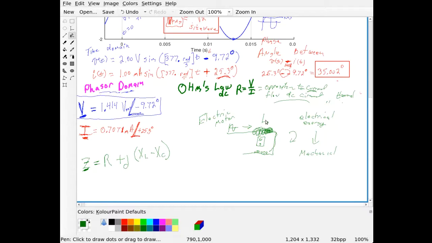So all electrical motors have inductance in them because they're made with coils of wire. We didn't really build the inductor to have an inductor in that case. We built it to get the mechanical energy. But by the fact that we built that motor using coils of wire, it gives us inductance in the circuit. So all electrical motors will have inductance in there.